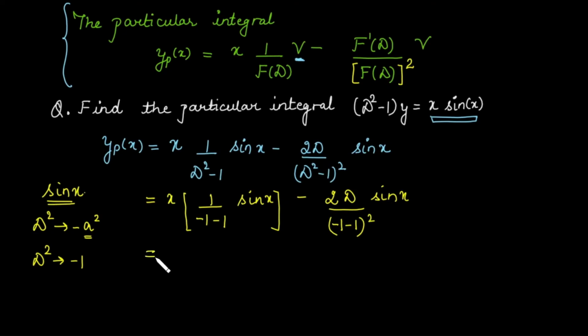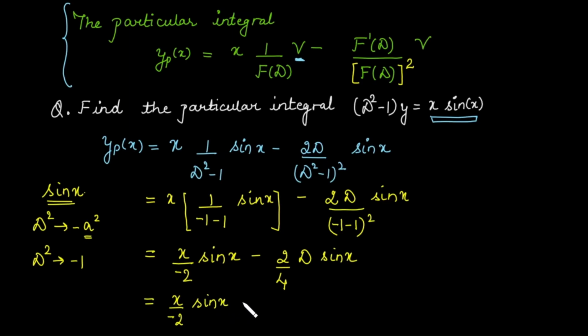This is equal to x divided by minus 2 into sin x, minus 2 by (minus 2) squared, which is 4, D of sin x. D stands for the derivative with respect to x. So what is the derivative in this case? This term is as it is, minus 1 by 2, and the derivative of sin x is cos x, and that is the final particular integral in this case.